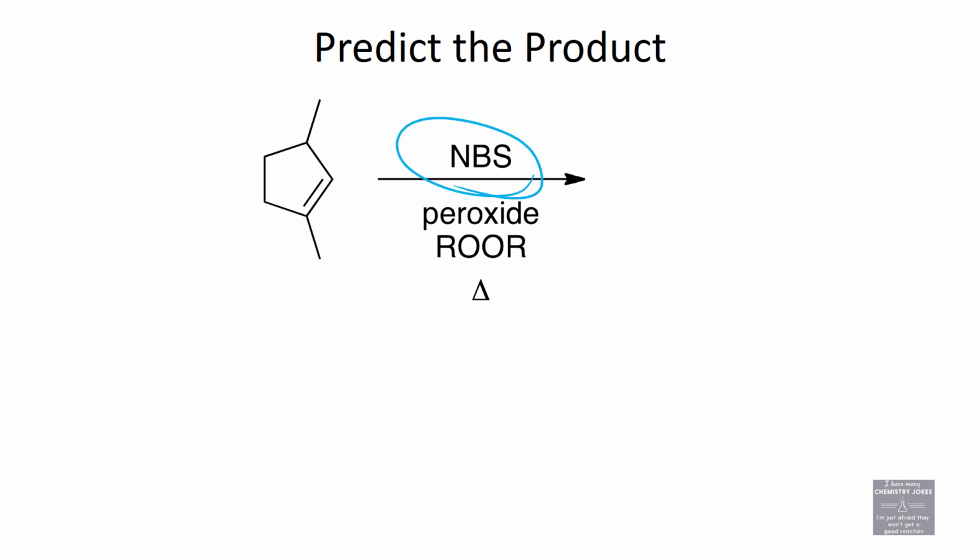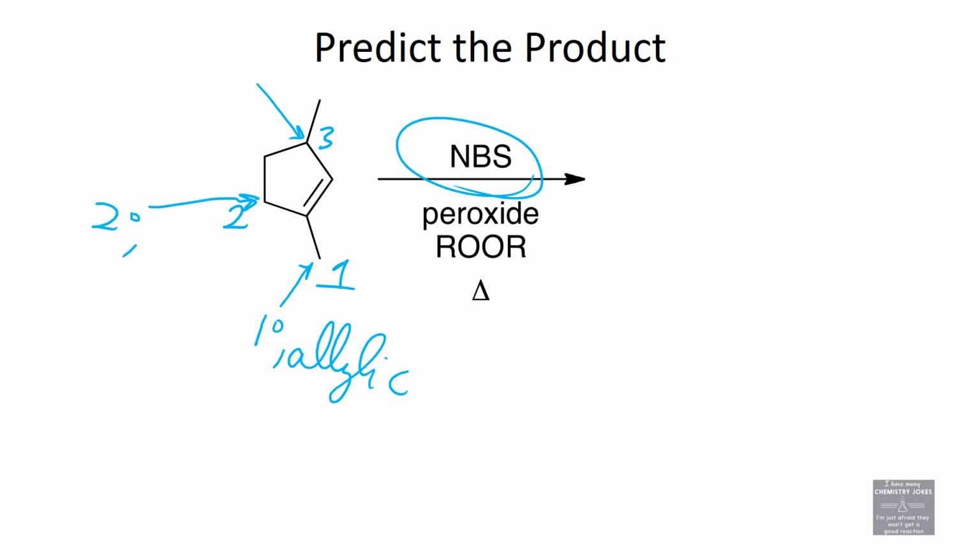I've got an alkene. I'm adding my specialty NBS reagent. I'm going to do allylic bromination. But the problem is I've got not one, not two, but three allylic spots, 3 allylic carbons. All 3 of those positions are considered allylic. Spot number 1 is primary and allylic. Spot number 2 is secondary and allylic. Spot number 3 is tertiary and allylic.